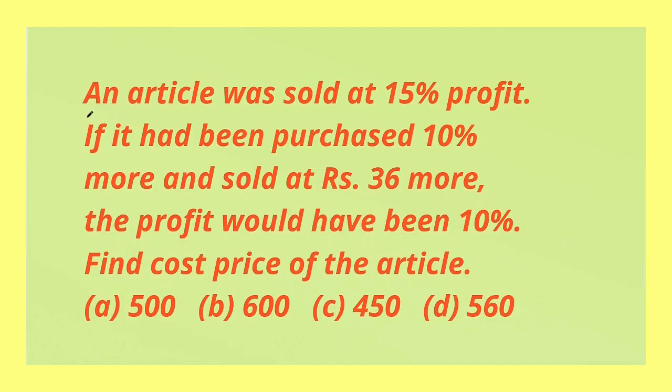Our question is, an article was sold at 15% profit. If it had been purchased 10% more and sold at rupees 36 more, the profit would have been 10%. Find cost price of the article. The given options are option A 500, option B 600, option C 450, option D 560.